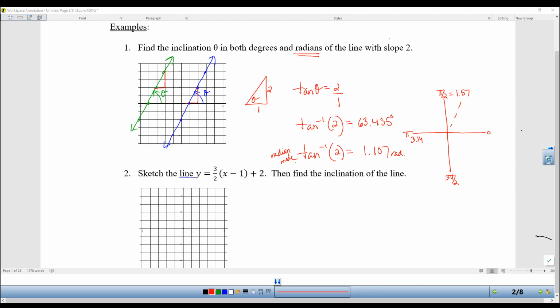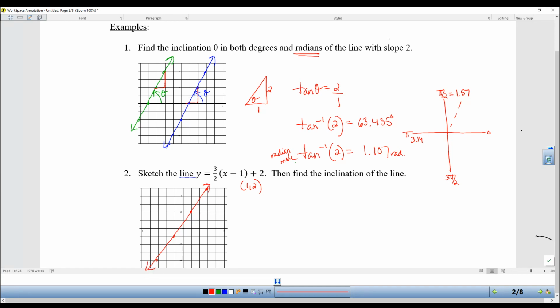Okay, let's do another one. This time we're going to sketch a very specific line. 3 halves x minus 1 plus 2. So I know the point 1, 2 is on my line. And I know that from that point or any point on the line, it has a slope of rise 3, run 2. Rise 3 and run 2.